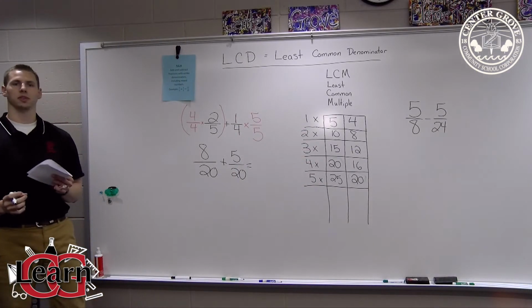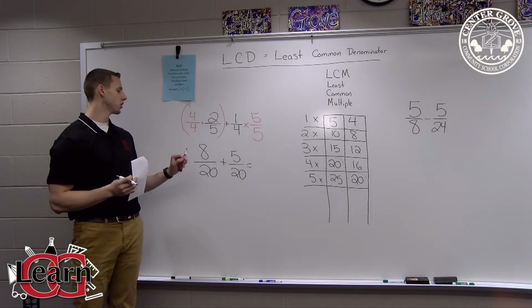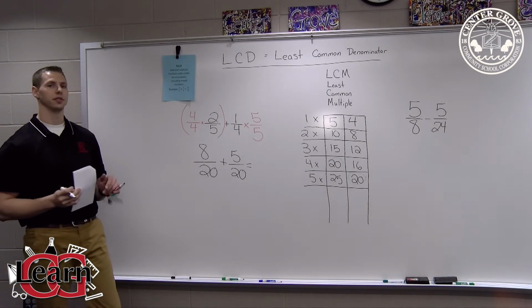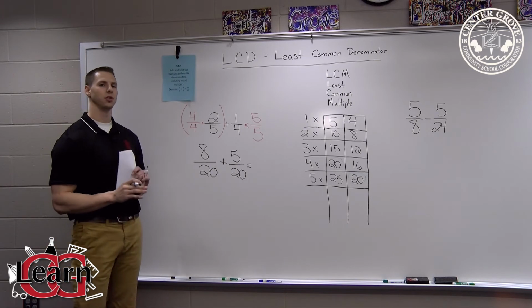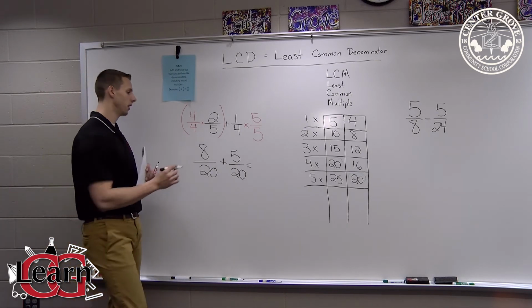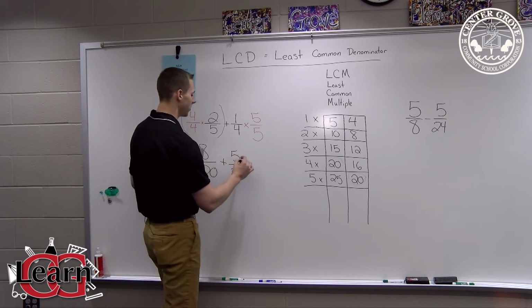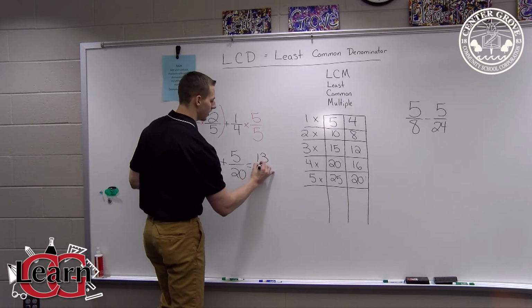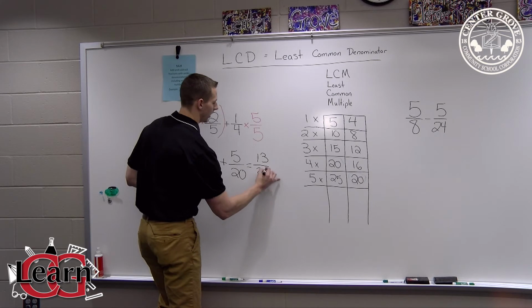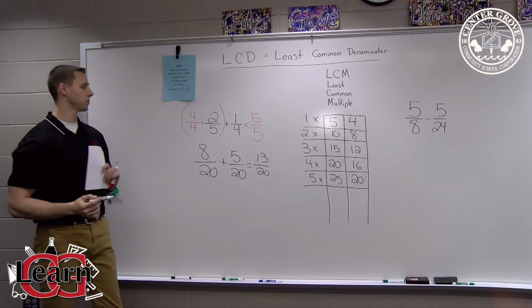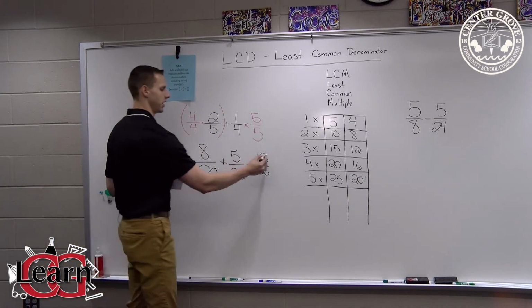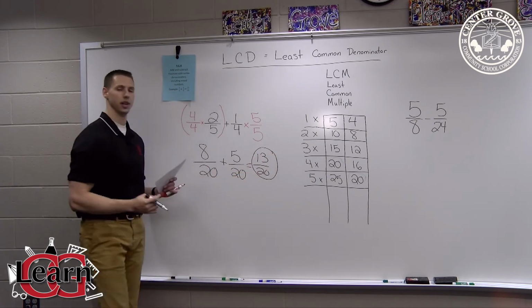Now, our next step is a big, crucial one. You make sure when you add and subtract fractions that you only add the numerators. You never add or subtract the denominators. So 8 plus 5 gives me 13 over 20. So the answer to 2/5 plus 1/4 would end up being 13 over 20.